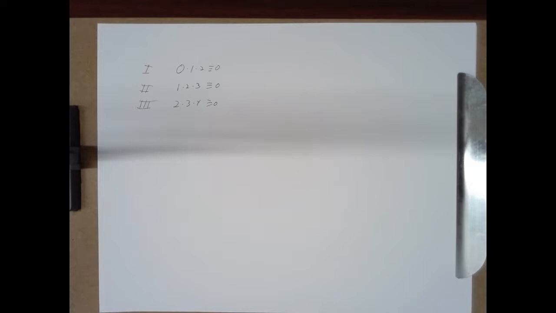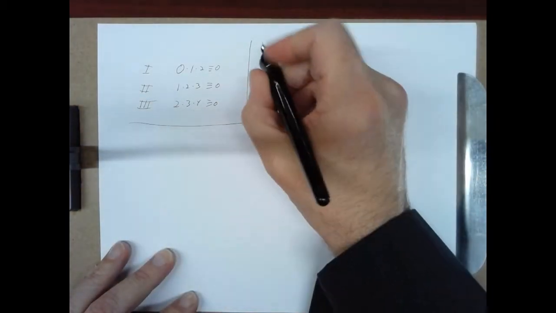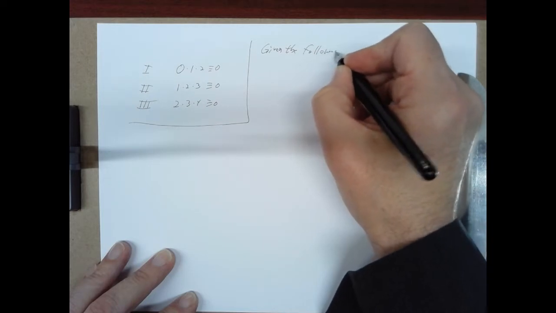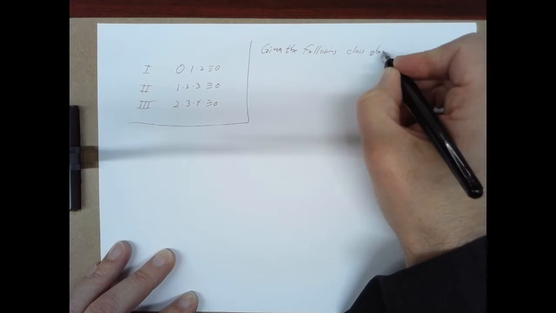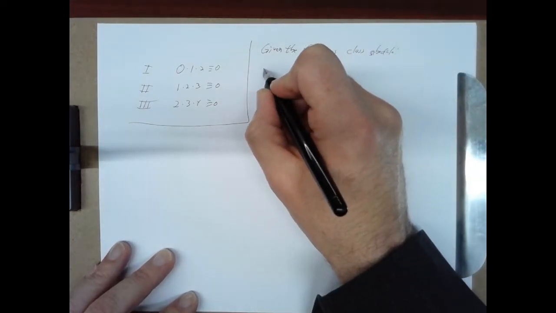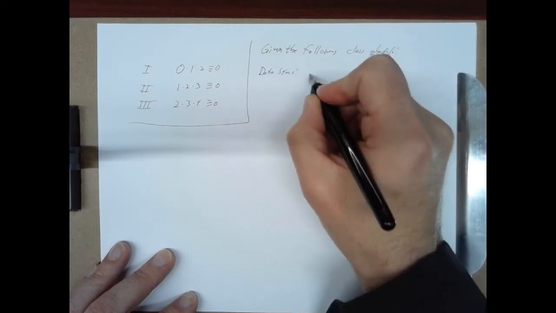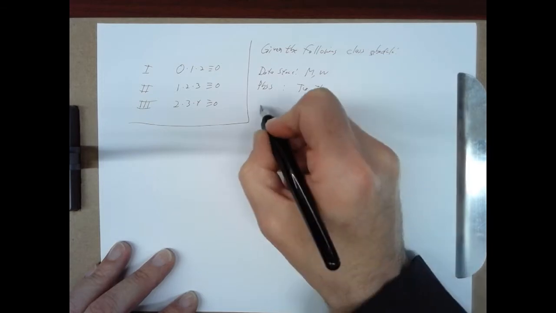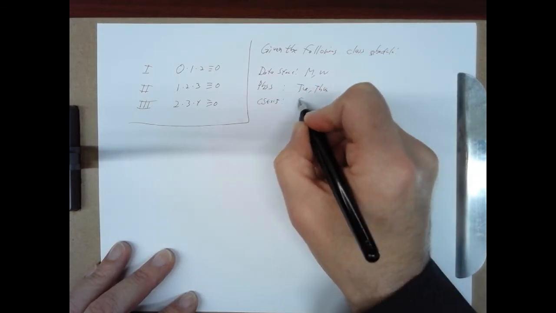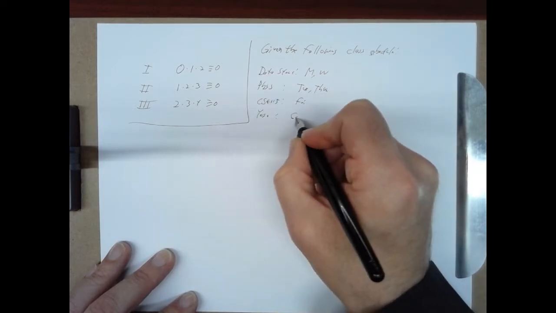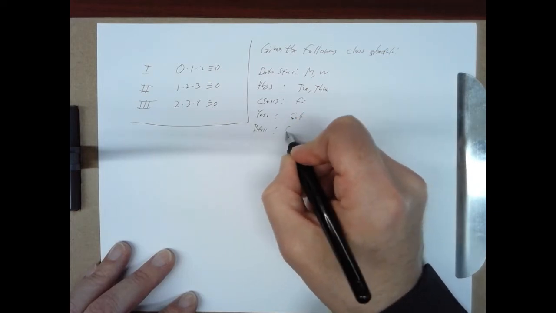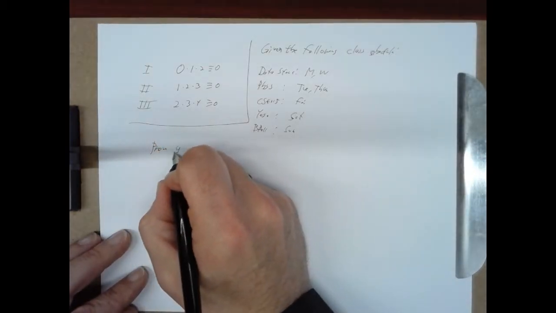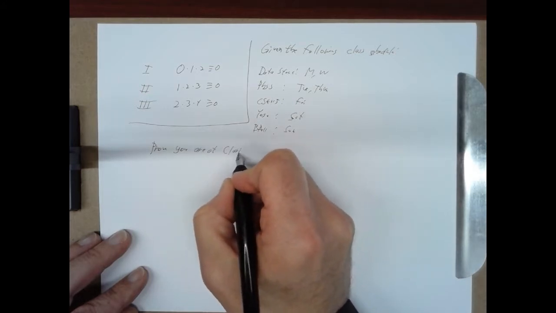So here's an example of a proof by cases. Given the following class schedule, let's say you have data structures on Monday and Wednesday, and you have physics on Tuesday and Thursday, and you have CSE 215 on Friday, and you have yoga on Saturday, and you have basketball on Sunday. This is your schedule at Clark. Prove you are at Clark every day.